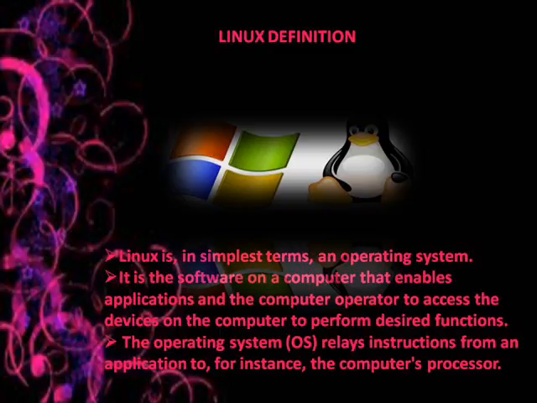Linux definition. Linux is, in simplest terms, an operating system. It is the software of a computer that enables applications and the computer operator to access the devices on the computer to perform desired functions. The operating system relays instructions from an application to, for instance, the computer's processor.